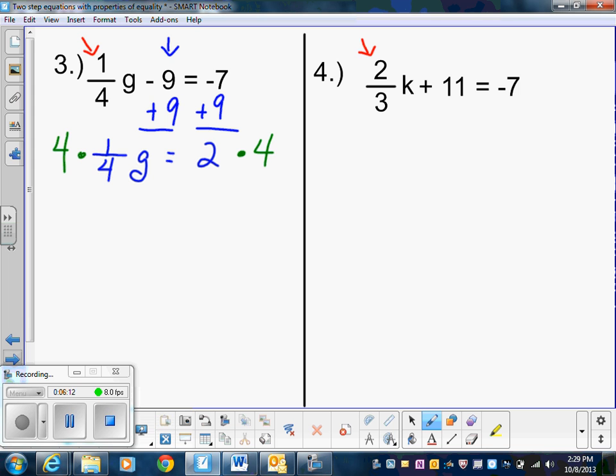Thus, the 1/4 and the 4 will cancel each other out, leaving us with g. The reason why the 4 and the 1/4 cancel each other out is because of our multiplicative inverse property, telling us that a number multiplied by its reciprocal will give us a product of 1. We finish this off by multiplying the 2 and the 4, giving us 8, and we have our final solution.